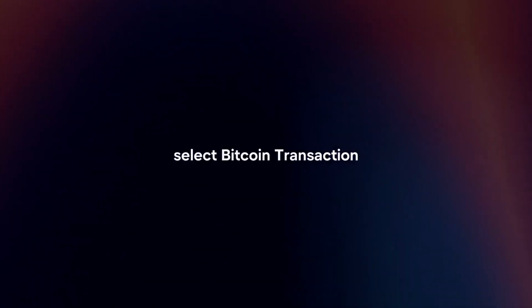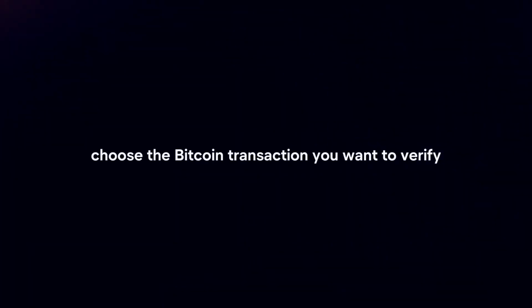Select Bitcoin transaction. Choose the Bitcoin transaction you want to verify from your transaction history. Tap on the transaction to open its details. View transaction details. Once you've selected the transaction, you can view its details, including the transaction amount, date, and status.